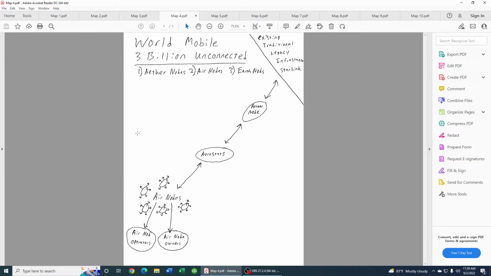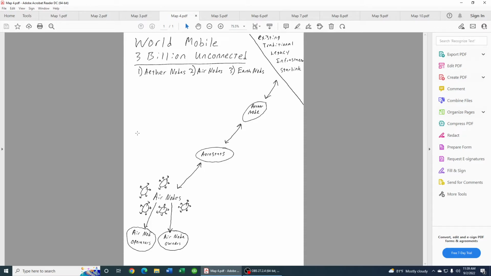So there's two players in the air node ecosystem: the air node operator and the air node owner. The air node operator is on the ground. The first country they're about to work on is Zanzibar, so we'll just use that for an example.